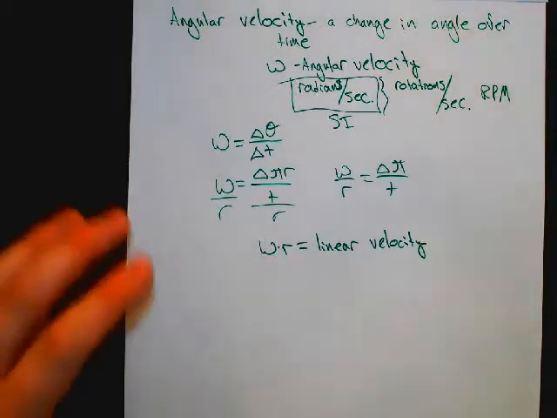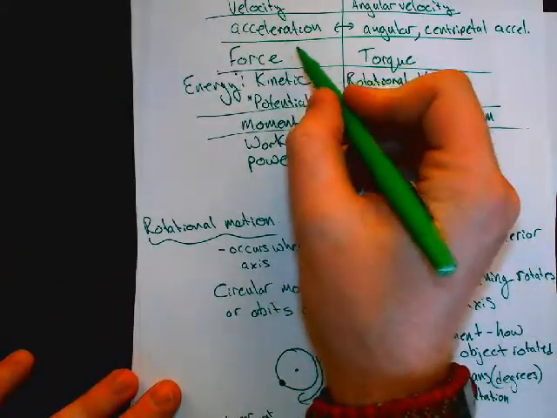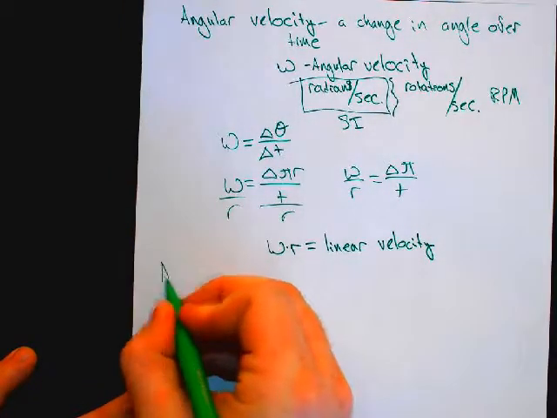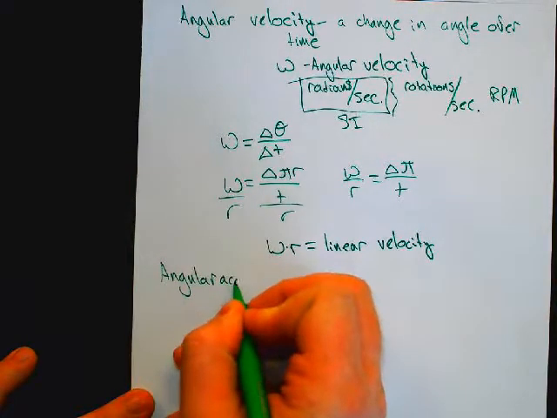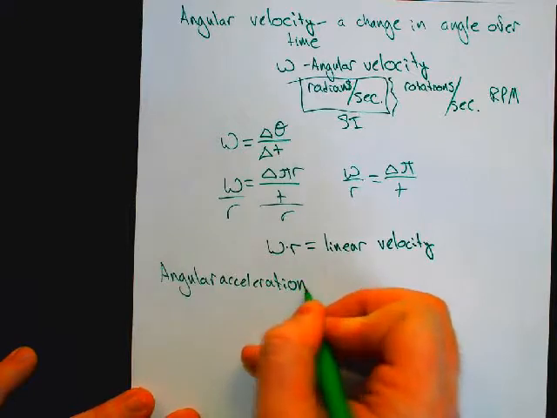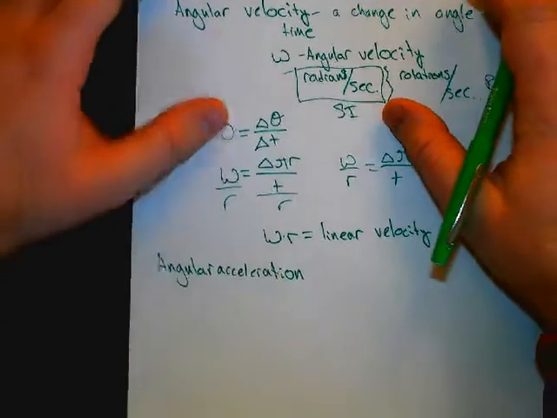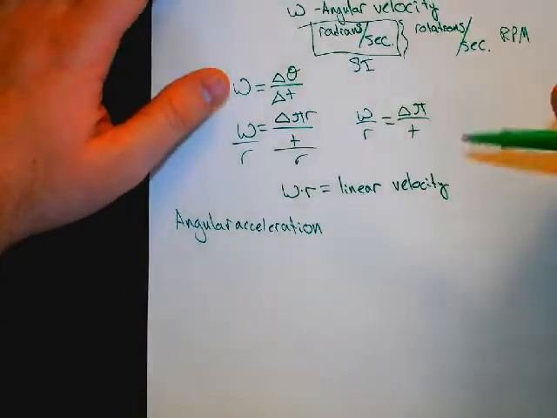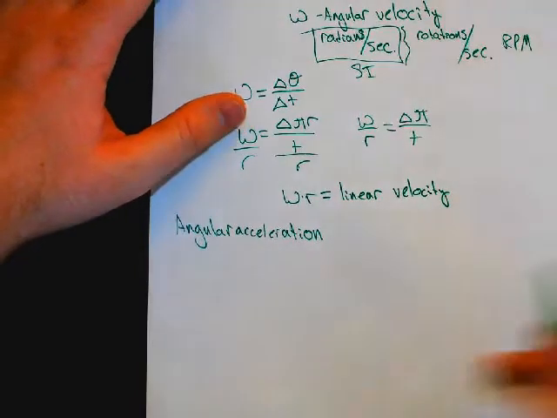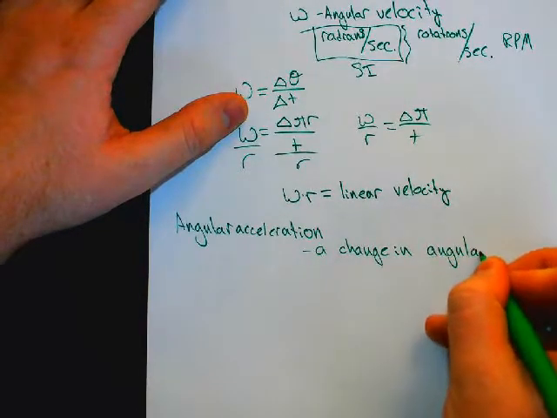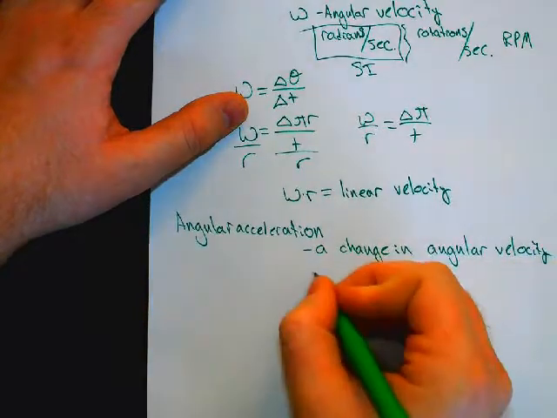All right. Next idea. Acceleration. Now there are two of them here. I'm only going to focus on angular acceleration today. We're going to save centripetal acceleration for a different day. Angular acceleration. What is the definition of linear acceleration? Change in velocity over change in time. Well, angular acceleration is going to parallel that again. And this time we're going to have a change in angular velocity over a change in time.